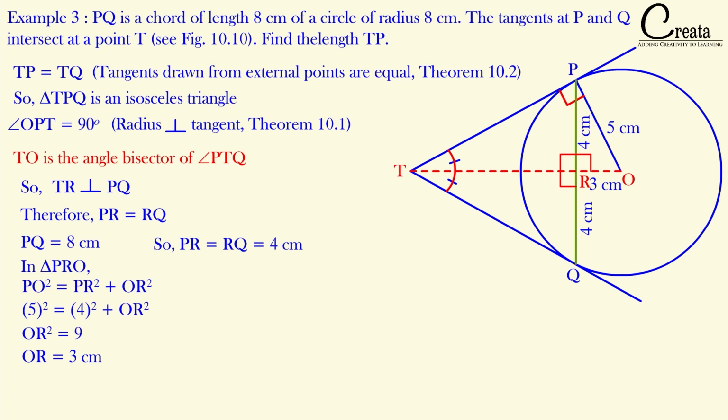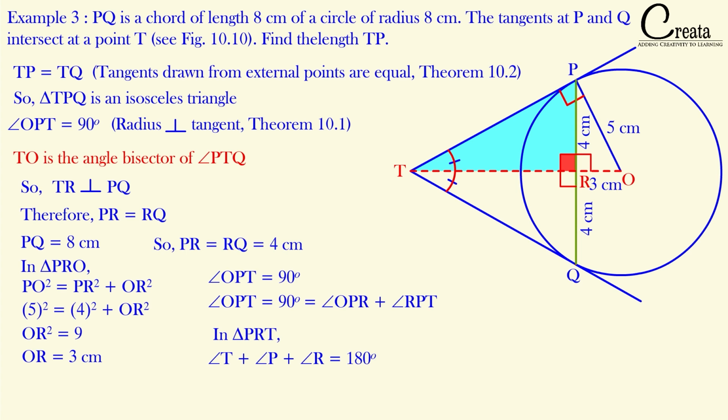Let's see. Here angle P is a 90-degree angle, and angle P is composed of OPR and RPT. So we can say OPR plus RPT will be equal to 90 degrees. The addition is 90. Next step, if you observe this triangle, here angle R is a 90-degree angle, and if we apply the angle sum property of a triangle, we can say angle T plus angle P plus angle R is equal to 180 degrees, and we know angle R as 90. So can we say angle T plus angle P is equal to 90 degrees? That is, angle PTR plus RPT will be equal to 90 degrees.